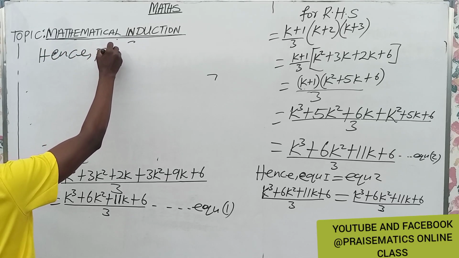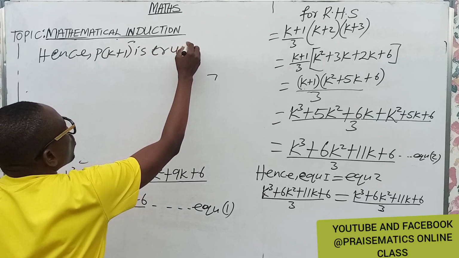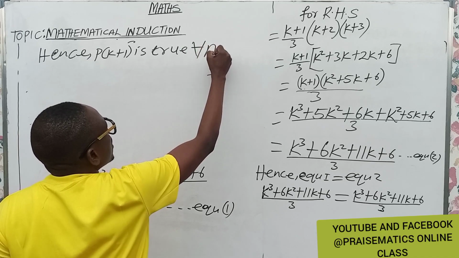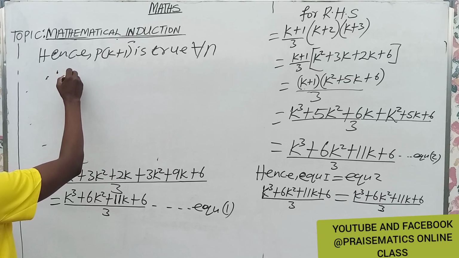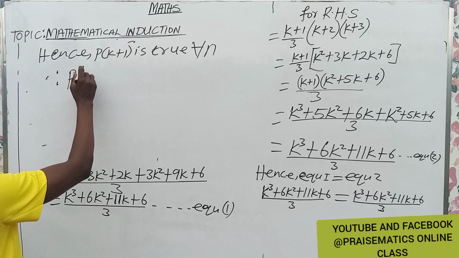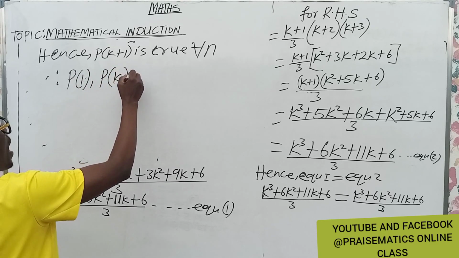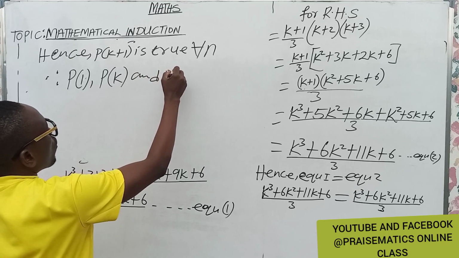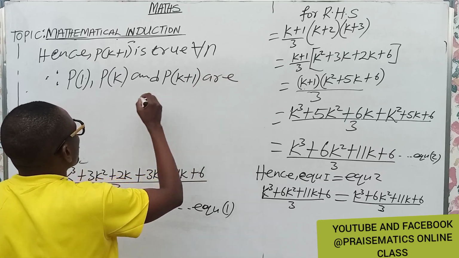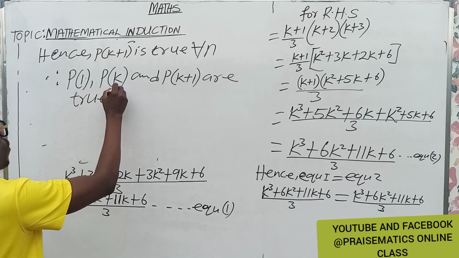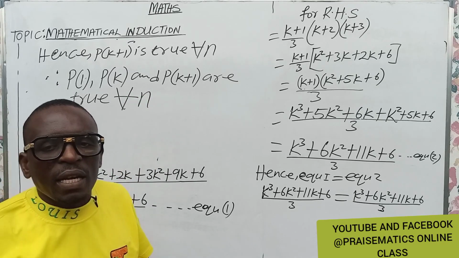You can see hence P of k plus 1 is true for all positive integer n. Therefore, our conclusion: P of 1, P of k and P of k plus 1 are true for all positive integer n. That is our conclusion, and that is how to do it.